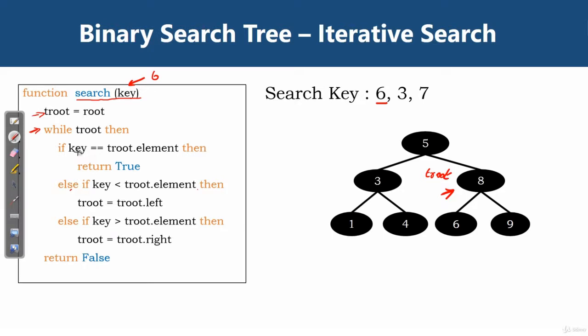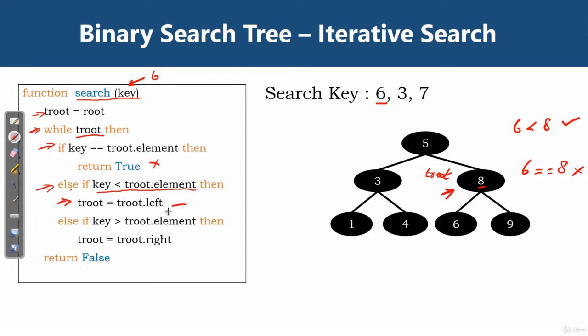Now since we are in a while loop, the condition for the while statement is checked again. Troot is pointing to a node and it is not null. So the statements within the while loop will be executed. That is, if key is equal to the element within the node. So key, that is 6, equal to the element within the node, which is 8, is false. So the statement within the if statement will not execute, and the next statement, else if key less than troot.element, will be executed. The condition, that is key 6 less than the element in the node, 8, is true. So the statement troot equal to troot.left will be executed.